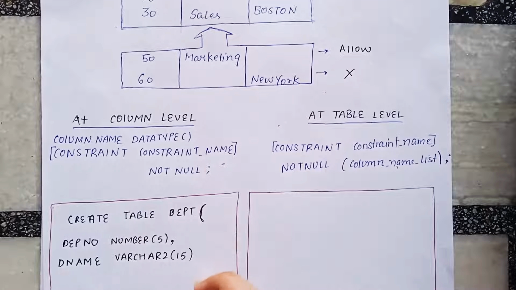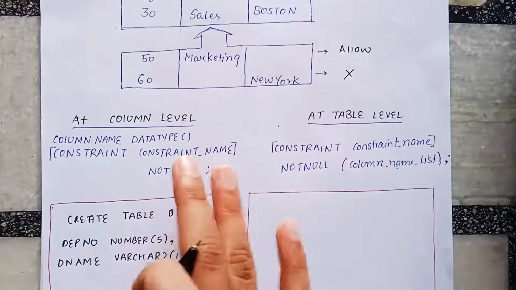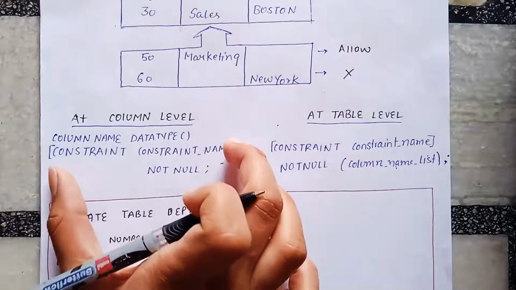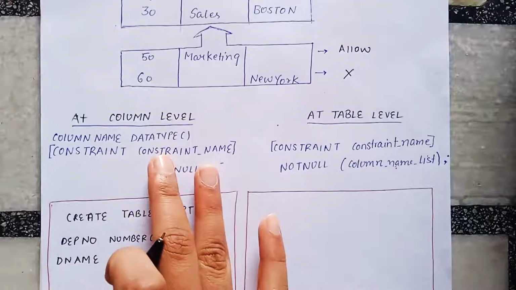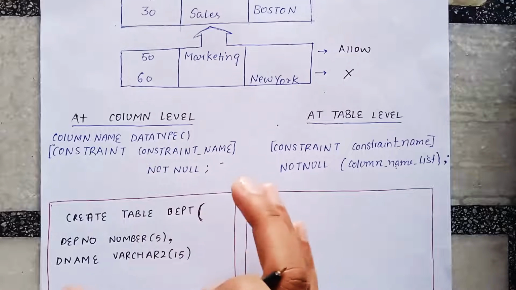Now as I told you, we have applied our constraint on this column. So at column level, we will have to write the constraint with the column name. What is the syntax? Column name, data type, and then this is optional. In this we specify the constraint and the name of the constraint. Whatever name we want to give to this constraint, it is optional. We can do this and we cannot.